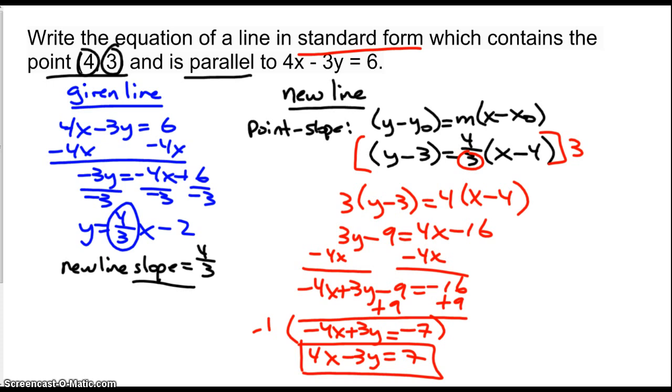That would be an equation in standard form that is parallel to this line, has the right slope, and it passes through this point because I used that point when I built the line in point slope form before I converted. Okay. All right.